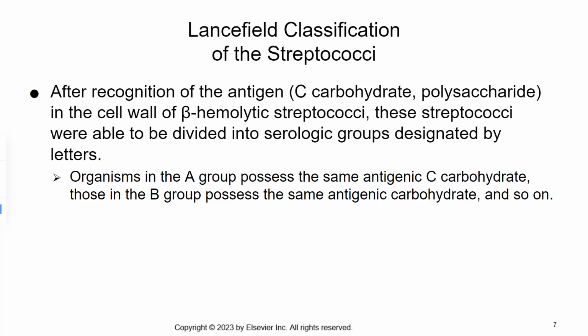Lancefield classification of the strep. After recognition of the antigen, or the C carbohydrate polysaccharide, in the cell wall of beta hemolytic streptococci, these streptococci were able to be divided into serological groups designated by letters. So there is a particular carbohydrate on the surface of strep, and that's what we use to categorize them into different groups. Organisms in the A group possess the same antigenic C carbohydrate. Those in the B group possess the same antigenic carbohydrate, and so forth.